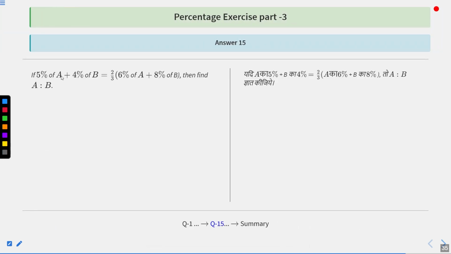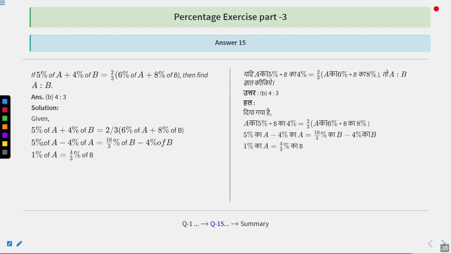If 5% of A plus 4% of B is equal to 2 upon 3 times of 6% of A plus 8% of B, that means 5% of A. When 2 upon 3 into 6, you will get 4% of A, and after coming to that side, it becomes minus 4% of A, equal to 2 upon 3 into 8, which is 16 upon 3% of B, and taking this to that side, it becomes minus 4% of B. 5 minus 4 is 1, that means 1% of A equal to 16 upon 3 minus 4, which is 16 minus 12 upon 3, that is 4 upon 3% of B.